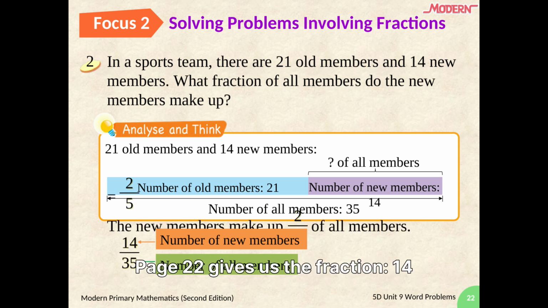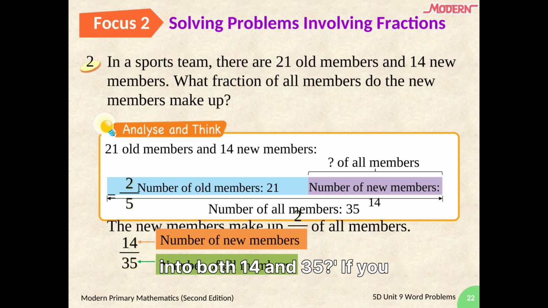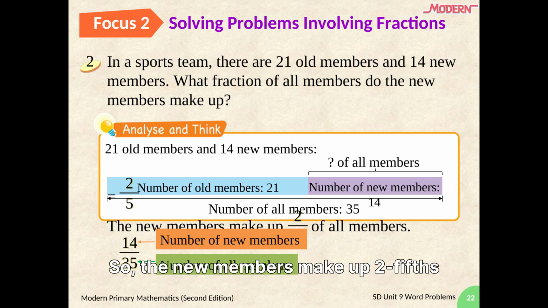Page 22 gives us the fraction, 14 over 35. But we never leave a fraction like that if it can be smaller. Let's simplify it together. Thinking way, ask yourself, what number goes into both 14 and 35? If you know your 7 times table, you'll spot it instantly. 7 is our magic number. 14 divided by 7 is 2. 35 divided by 7 is 5. So, the new members make up 2/5 of the team, a much simpler and cleaner number to work with.